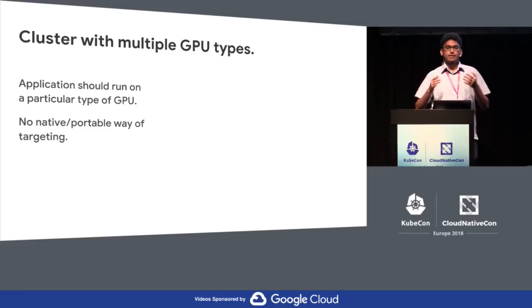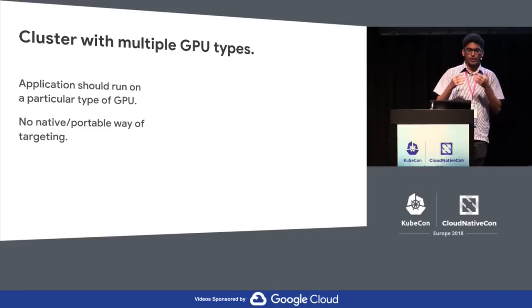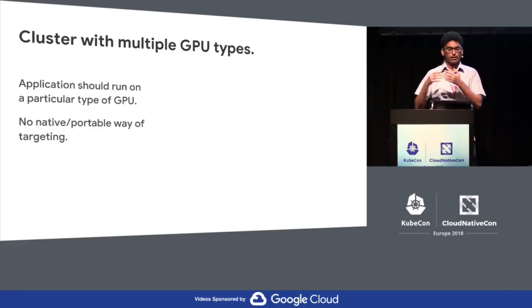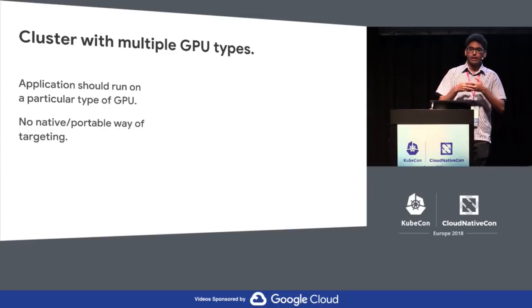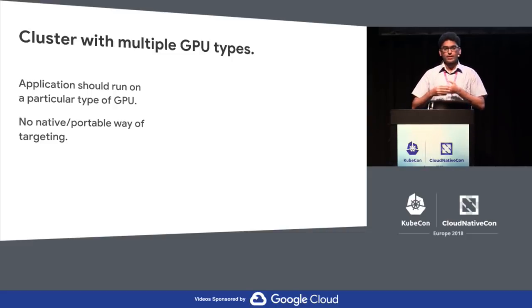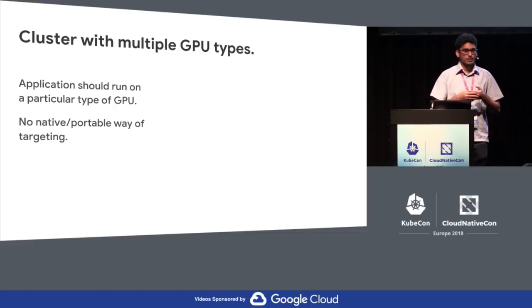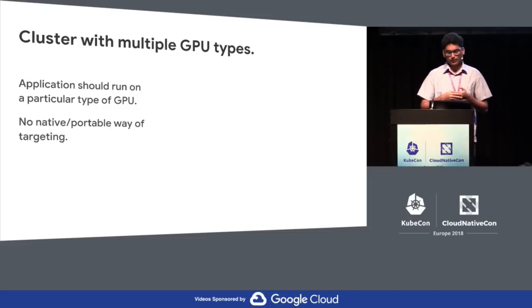So there's unfortunately no native way of doing this targeting in Kubernetes. Kubernetes does not natively understand different types of GPUs. It only understands that you're requesting a GPU. It doesn't understand that you're requesting a V100 GPU, etc.